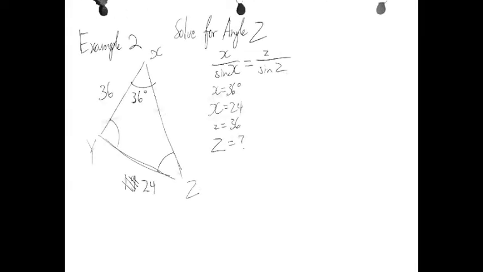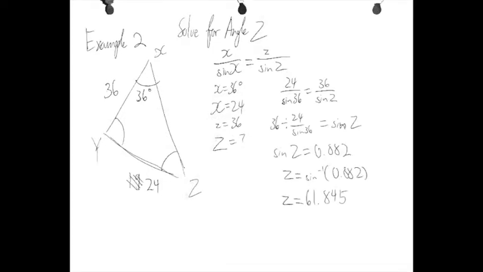Here we have example 2. In the diagram, we are given two sides and an angle, and we are asked to find an angle. Thanks to the law of sines, we know that x over sine x is equal to z over sine z. We are told that angle x is equal to 36, side z is equal to 36, and side x is equal to 24. We can plug these numbers into the law of sines, and the answer we would get would be 61.845 degrees for angle z.